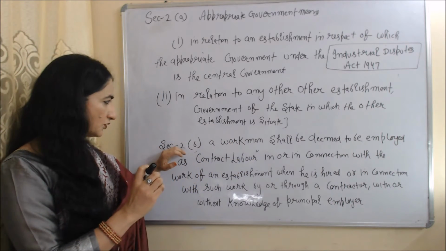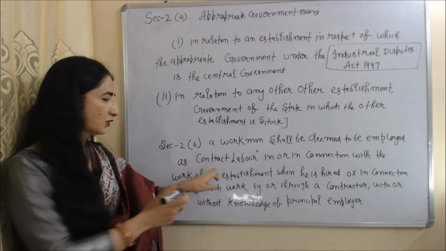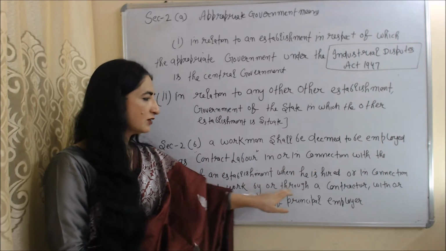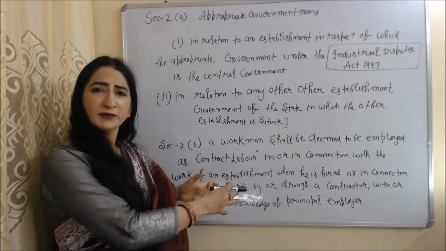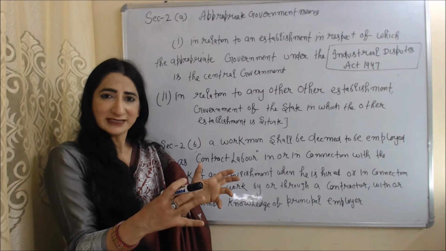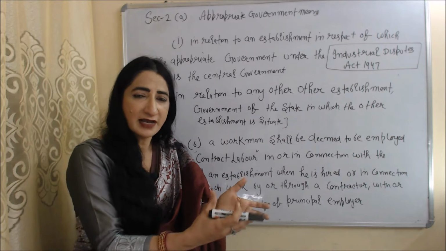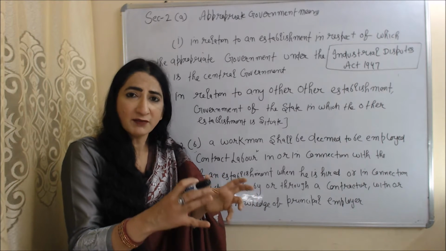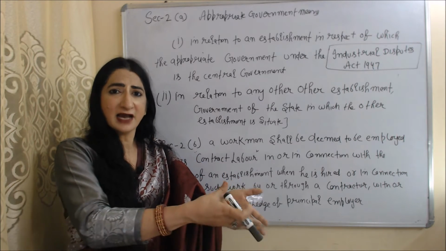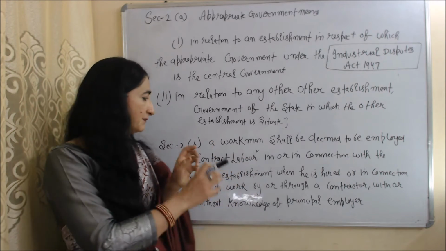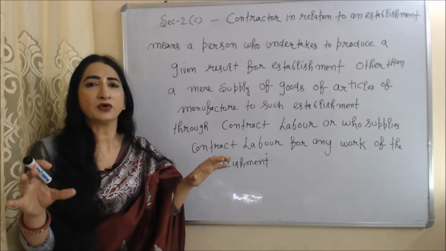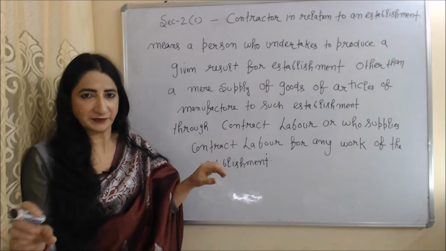According to section 2B, a workman will be called contract labor if he is hired by or through a contractor with or without knowledge of the principal employer. Means it is not essential that when the contractor is hiring, the principal employer must know about it. Even if the principal employer does not know that hiring is happening, then also your labor will be called contract labor.